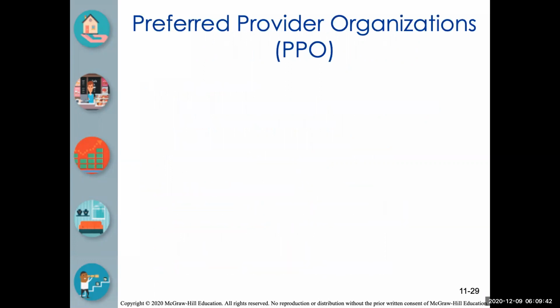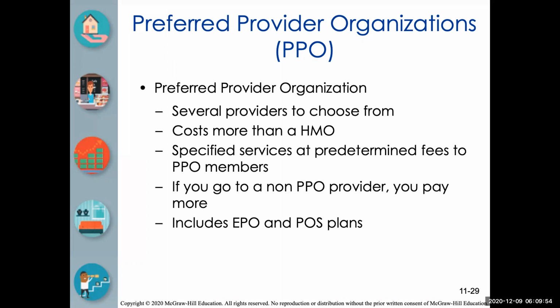Now, how does this differ from a PPO? Well, a PPO is what we call the preferred provider organization. And in a PPO, we have several different providers to choose from. We have choice. And with that choice comes the second bullet. It costs more than the HMO. There are specified services at predetermined fees that are offered to the PPO members.